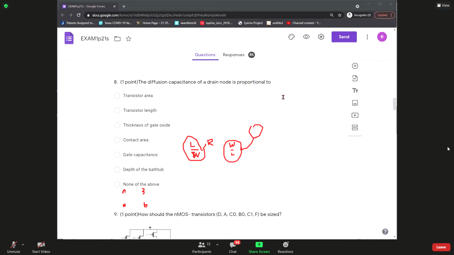I want you to remember this: the diffusion capacitance of a drain node is proportional to the width of the transistor. Some of the other factors are actually still valid, but not in our book, not for this class. In reality, the story is slightly different, but for this class, the capacitance of the drain node is nothing but the transistor width.